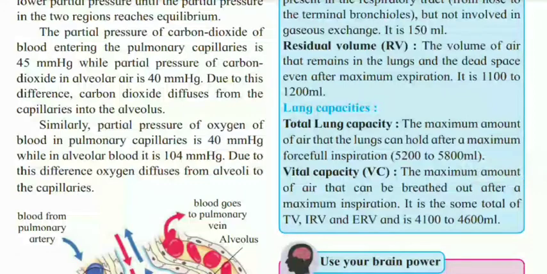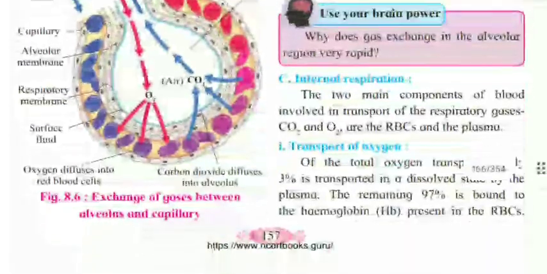Then we have lung capacities. Total lung capacity, the maximum amount of air that the lung can hold after a maximum forceful inspiration, is 5200 to 5800 milliliter. More than this the lung cannot hold the air. Then we have vital capacity, the maximum amount of air that can be breathed out after maximum inspiration. It is the sum total of TV, IRV and ERV. So the addition of these three, TV, IRV and ERV, is the vital capacity, that is 4100 to 4600 milliliter. Now let's see internal respiration.